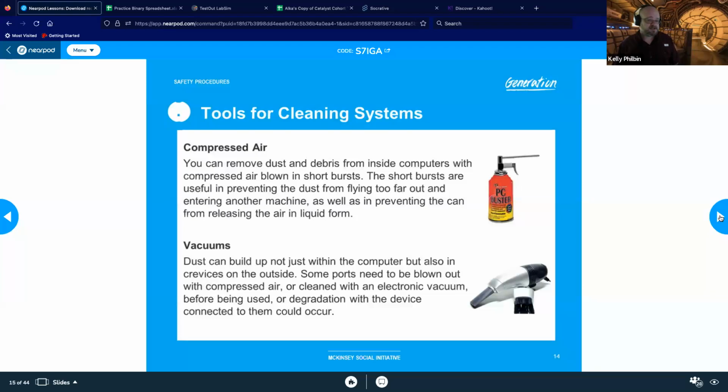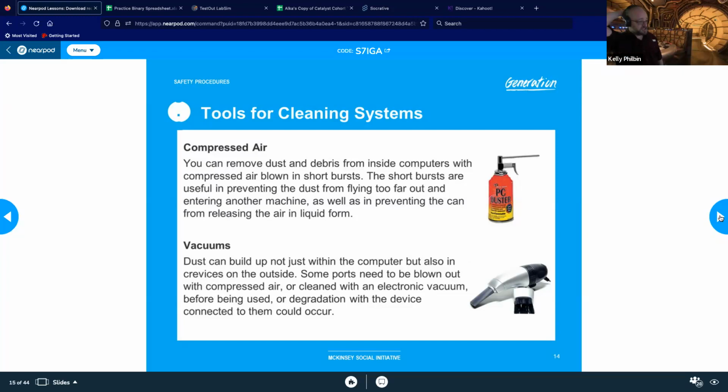Periodically, we do want to crack the case on computers, just open them up, get all the dust and debris out of there because it can build up, especially if you have pets. Cats are the worst because they seem to love laying right up against the computers and all their hair gets sucked up into it and it doesn't quite make its way out. So compressed air works really good for this. Just need to be careful. Don't hold the cans upside down because you'll be spraying out liquid into the components and it can damage it. But it's inexpensive, easy to use, and relatively quick.